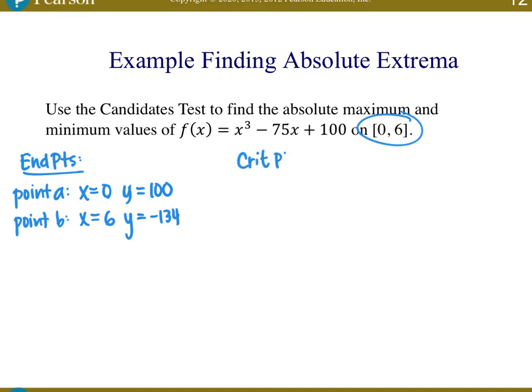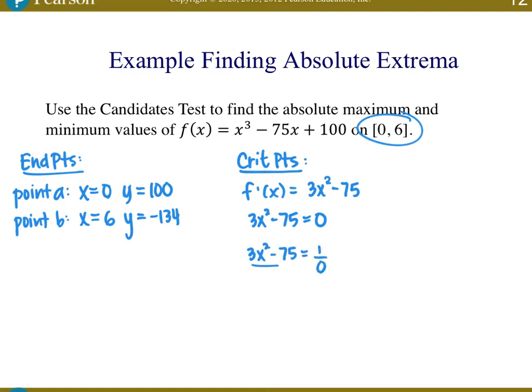In order to find the critical points, we first have to start with the derivative, so f prime. And we'll find the derivative using our derivative rules. The derivative of x cubed is 3x squared. The derivative of minus 75x is negative 75. And then the derivative of 100 is 0. We'll set this equal to 0, and we'll set it equal to undefined.